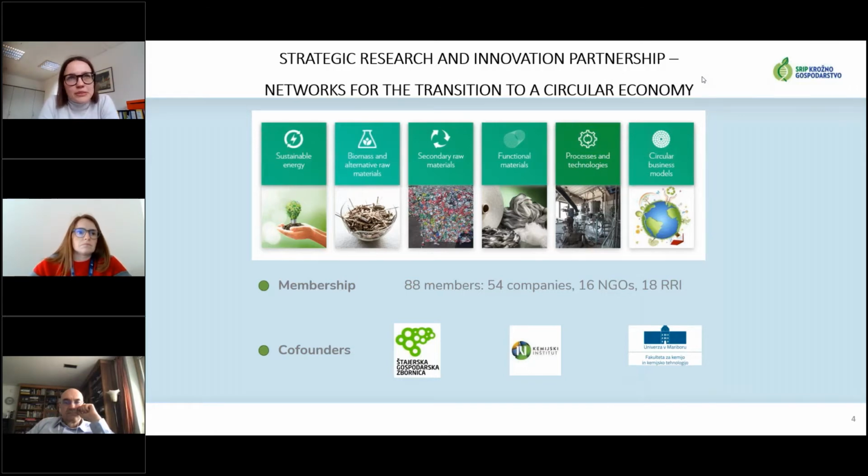Even though we are oriented towards these focus areas, there are also other strategic partnerships that focus on sectors where circular transition is somehow positioned as a horizontal topic, and they of course also work with the companies and the businesses to transform their business models to more sustainable ones. In our partnership we have 88 members, 54 are companies, 16 NGOs, and 18 research and development institutions.